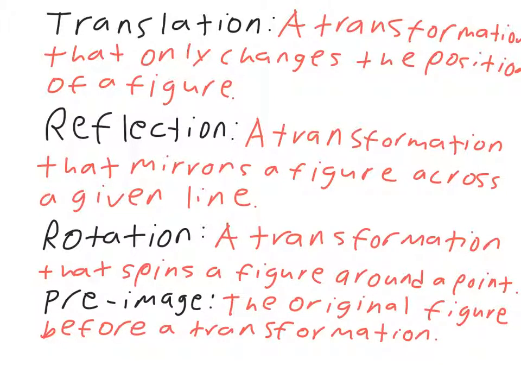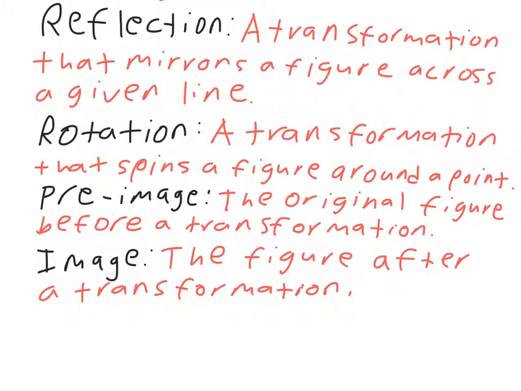Preimage is the original figure before a transformation. So the shape that you start with, that's the preimage. The image is the figure after the transformation. So you start with the preimage, then you do a transformation, and that figure is the image.